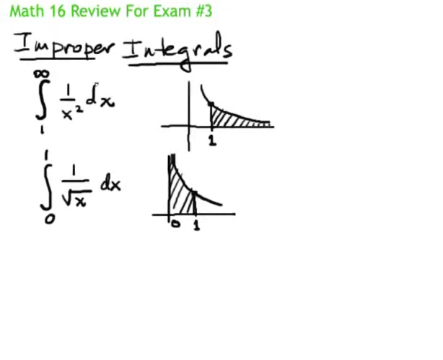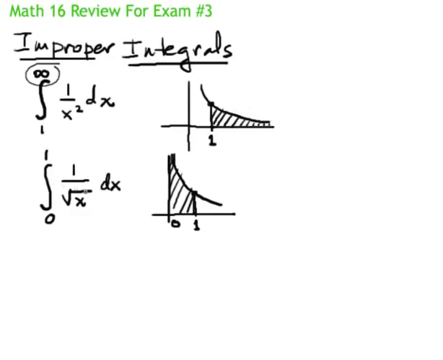Now we're going to look at some improper integrals. We have two basic types of improper integrals. One has an infinite limit, either on top or on bottom or on both. And these are definite integrals. So we are measuring some sort of area that's open-ended on one side. It's an infinite area.